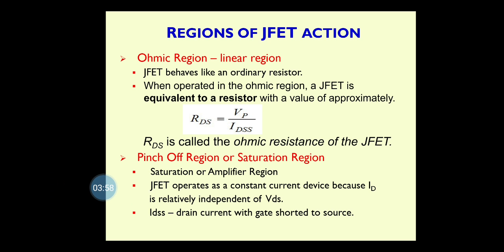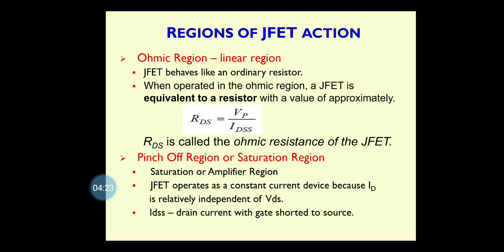So when operated in the ohmic region, JFET is equivalent to a resistor with a value of approximately RDS equal to Vp upon IDSS. Now remember, IDSS is the saturation current, maximum current when VGS is equal to 0 volts, and Vp is called the pinch off voltage, and RDS is called the ohmic resistance of the JFET.